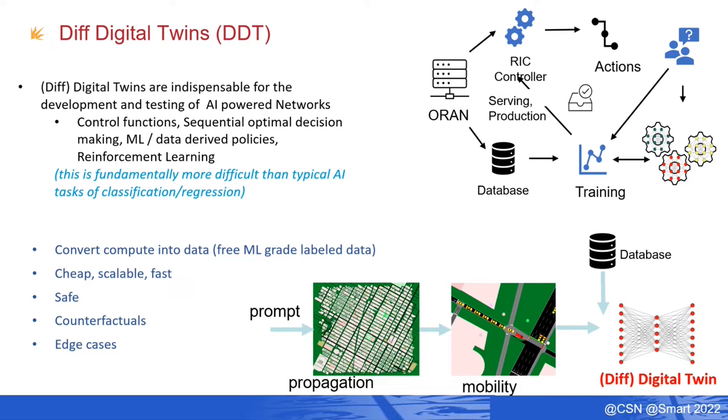Cheap, well, it's just software. Scalable, it means you can instantiate multiple twins and run them in parallel, and you can run them faster than real time. You're limited only by your compute. Safe, again, that's very key. It's pretty obvious: nobody would put untrained software on an automated vehicle and let it run in a city. For the same reason, we would not do it on a real network. You need to put it in a sandbox environment.